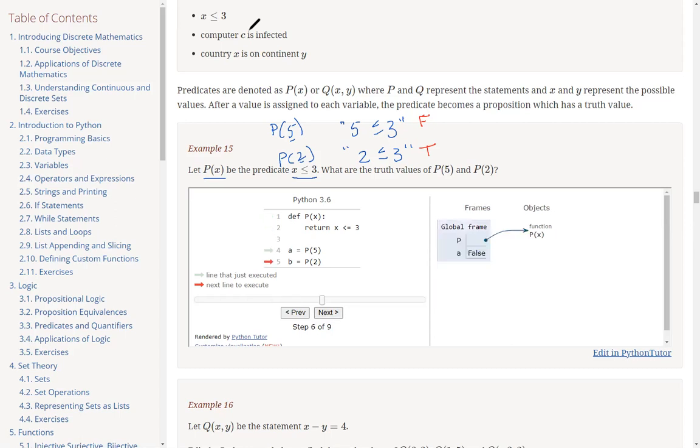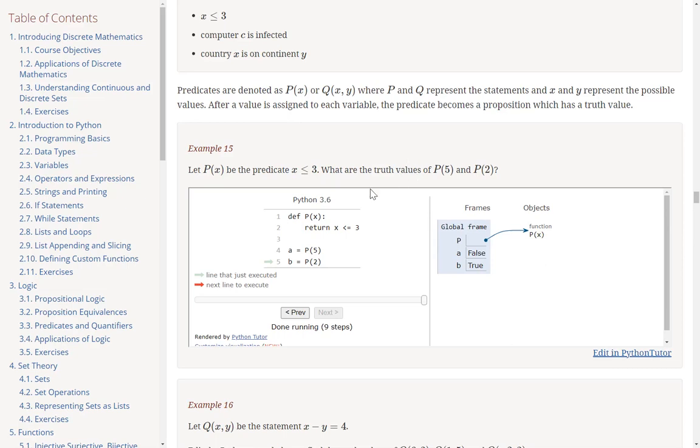We can do that with B. A is going to be saved as false because that's what the function returns. So we'll do that with B, where B is P of 2. So now we're going to run the function where X equals 2, return 2 is less than or equal to 3, and we'll get a true, so B is saved as true. So that's short Python code that just illustrates how this example works.